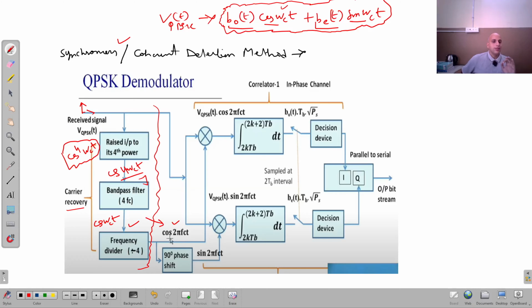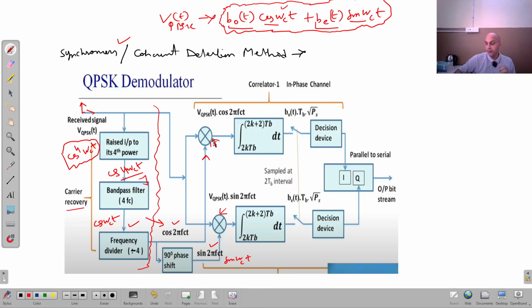Then this signal is passed through a 90-degree phase shift circuit. So I got sine of 2 pi f c t, or sine of omega c t here, and it is cos of omega c t here. So cos of omega c t is applied here and sine of omega c t is applied here. Now these two circuits, this one and this one, are doing the purpose of a product modulator.